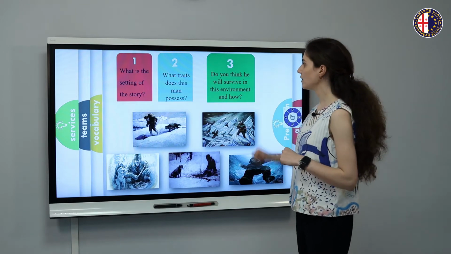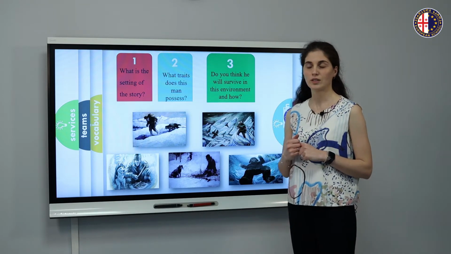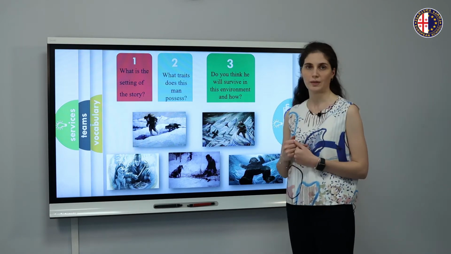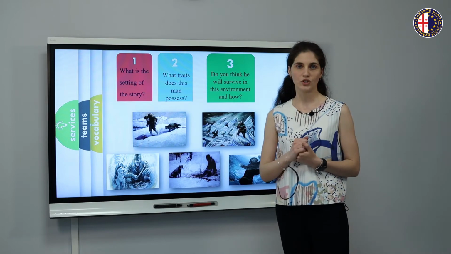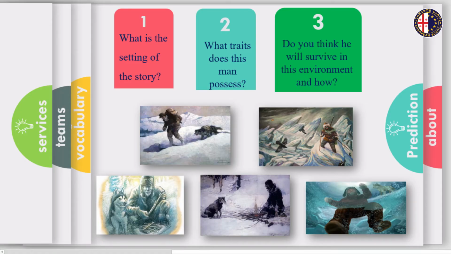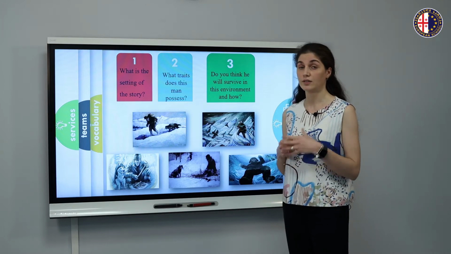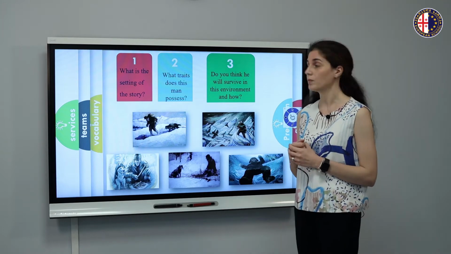On top of the screen, you can see 3 questions. In order to answer these questions, you need to look at the pictures carefully. Let's look at the first question together. What is the setting of the story? As you can see, the main character is all alone in the middle of the forest. He is surrounded by snow and he's wearing quite warm clothes. It must be freezing out there and the temperature must be really low.